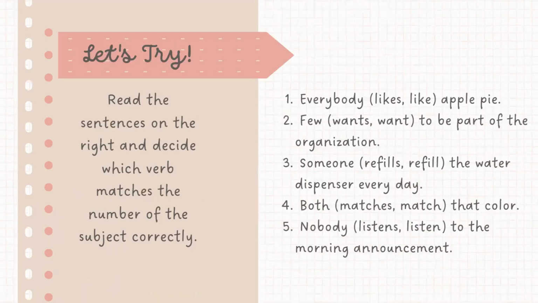Let's have a small worksheet over here. Everybody likes or like apple pie. So everybody, as I already explained, it is a singular subject. So I need a singular verb, likes. Few. Few is a plural subject, as I told you just now. So I need a plural verb. Few want to be part of the organization.